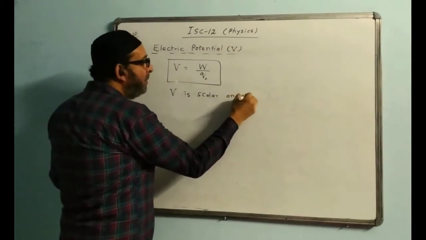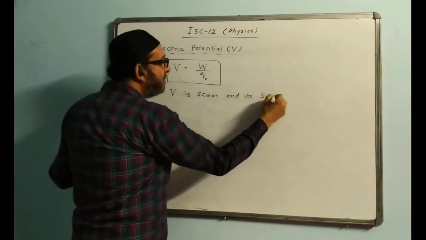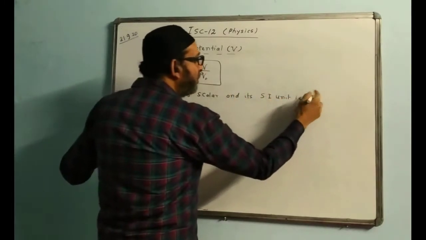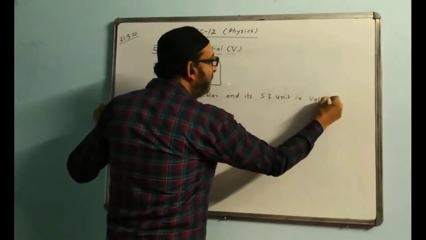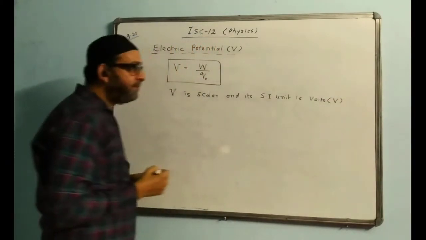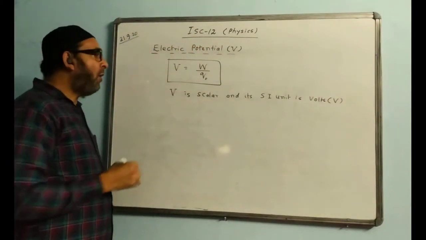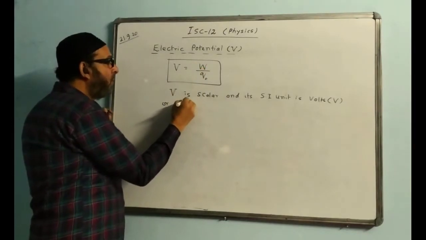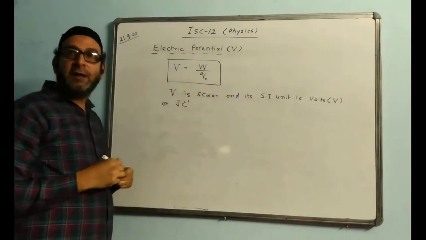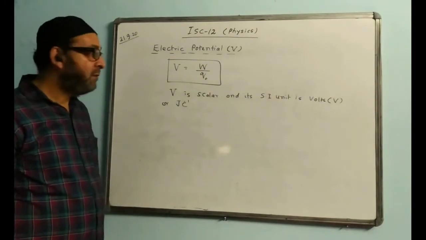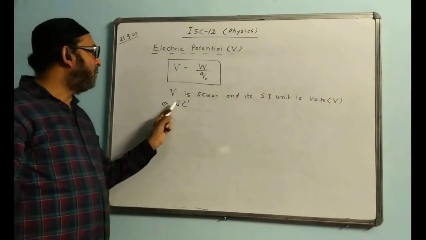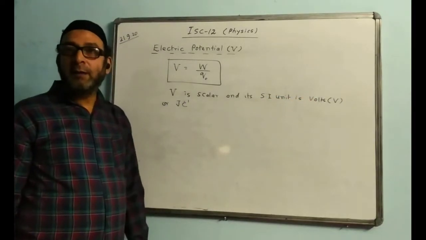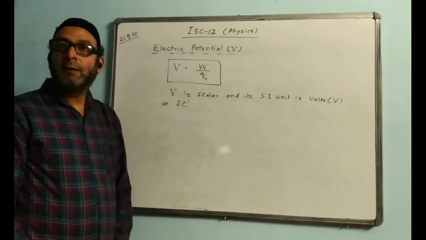Its SI unit is volts, V-O-L-T-S, denoted by V. Or you can write joules per coulomb, J C inverse. Joules per coulomb is the same as volts, denoted by capital V.